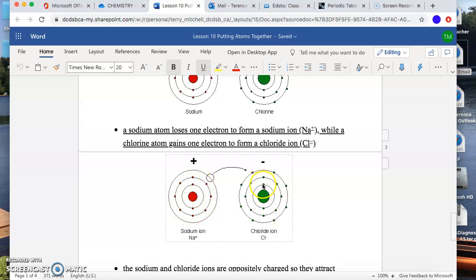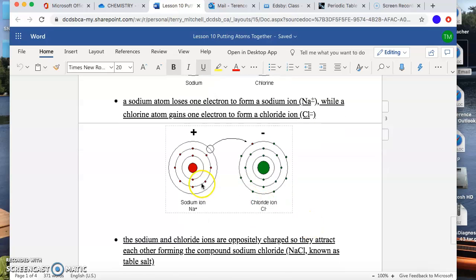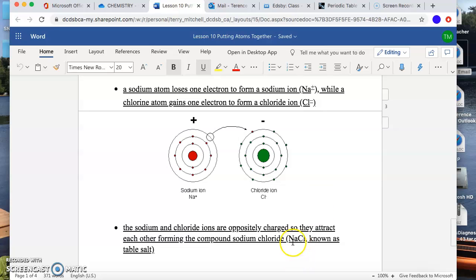Chlorine, as we know, had 2, 8, and then 7 in its outer orbit. It just gained 1. So now it has 8 out of 8 in its outer orbit, making it a full outer orbit. So it's happy as well. Sodium now has one more proton than electrons, so it gets a positive 1 charge. Chlorine just got an extra electron, so it has a negative charge, and they attract to each other, and we get NaCl, sodium chloride.